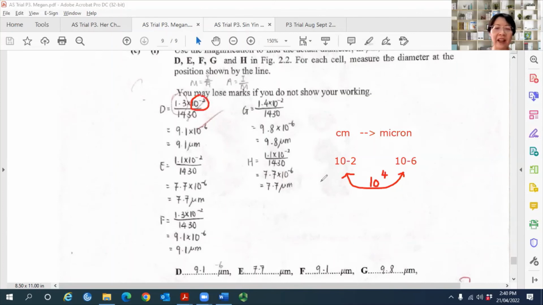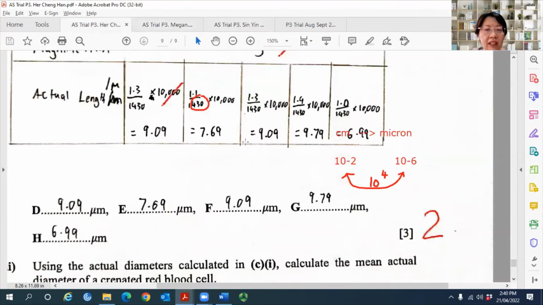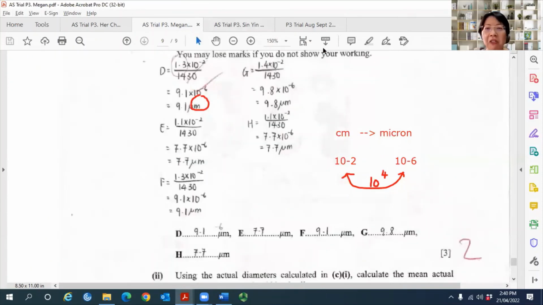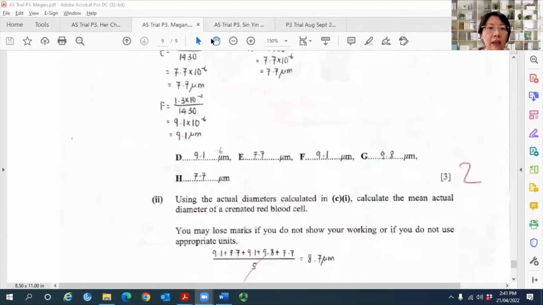Why did she get her answer correct? Did she get her answer correct or not? 9.1 micrometer. Let me see. Yeah, I must deduct a mark for Megan because the conversion is wrong. Don't know why the conversion suddenly became correct. So strange. Okay. I didn't give full marks. I give 2 marks out of 3 because the conversion is wrong. Okay. Right. The next one.